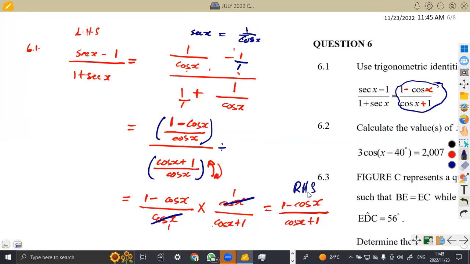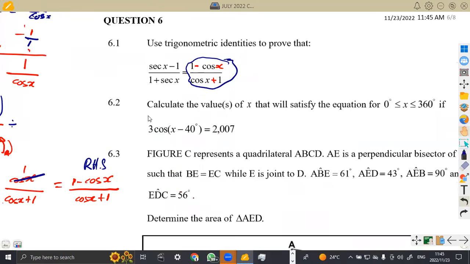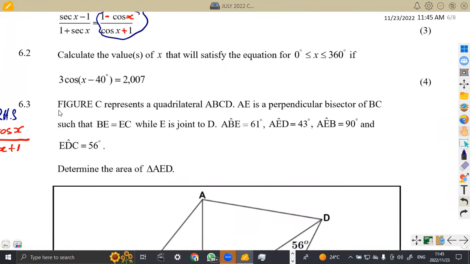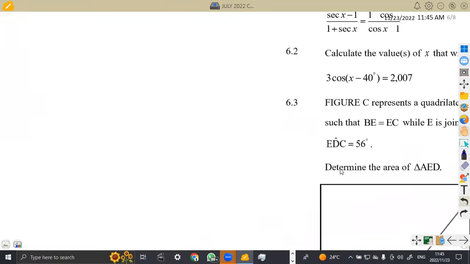So it is the same thing as what we had on the right-hand side. So that's it, 6.1. 6.2, calculate the values of x for which x is going to range in the interval from 0 to 360. So your x is from 0 to 360. If 3 cos of this is equivalent to 2.007, okay, that's an equation that you're supposed to work from 0 to 360.